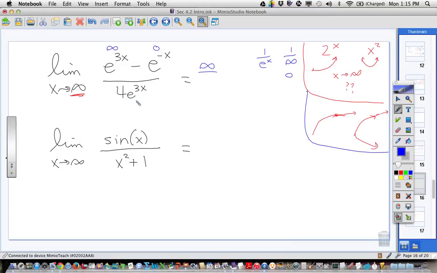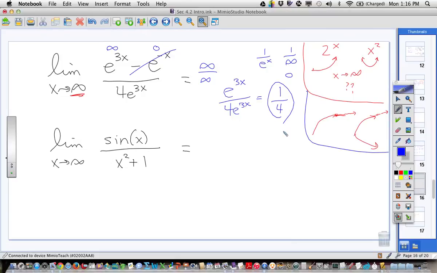And then what's happening to the bottom? When x gets big, what's happening to the bottom? Getting really big. So again, we have an infinity over infinity situation. But does that mean it's 1? No. We keep going. We reason through it. So if this is going towards 0, isn't it really just insignificant? This part's just not mattering when x gets really big. So we end up with e to the 3x over 4e to the 3x. Well, now what can we do? Cancel, and we get 1/4. The e to the 3x's would cancel, and we get 1/4.